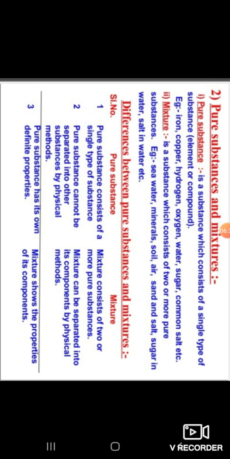Let us see the differences between pure substances and mixtures. Pure substances consist of a single type of substance. Mixtures consist of two or more pure substances. Examples of pure substances are iron, copper, hydrogen, oxygen, water, sugar, common salt. Salt in water and sugar in water are examples of mixtures.